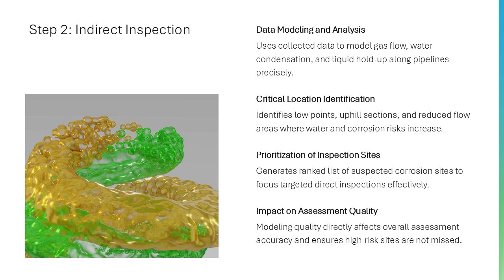The output of indirect inspection is a prioritized list of suspected corrosion locations ranked by relative likelihood and severity. This prioritization allows operators to focus direct examination activities on the most critical sites. While no physical inspection occurs during this step, the quality of the modeling directly influences the effectiveness of the overall assessment. Conservative assumptions are often used to ensure that high-risk locations are not overlooked.